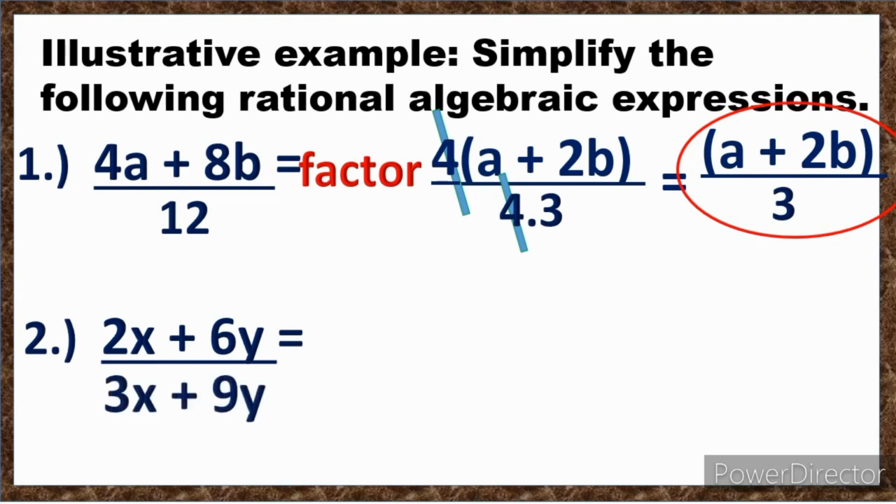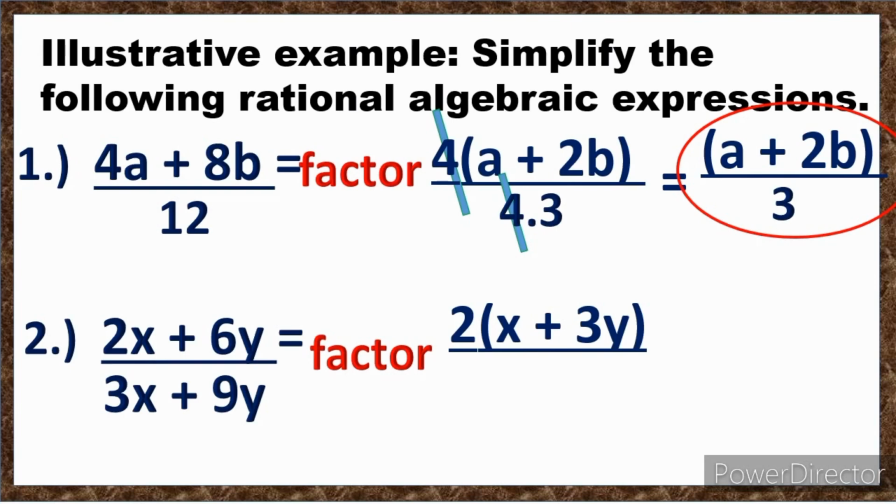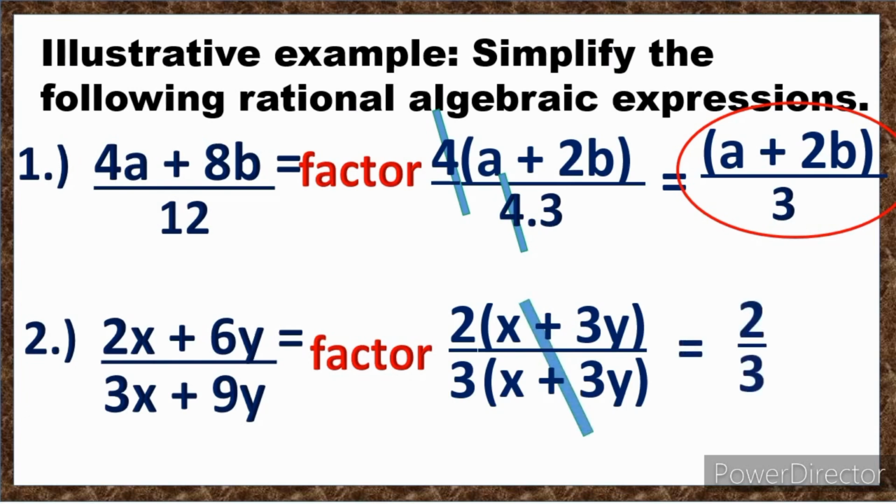2x plus 6y over 3x plus 9y. Again, we're going to factor both numerator and denominator. Okay, in this example, we're going to use the factoring of greatest common monomial factor. So the common factor of 2 and 6 is 2. So we factor out 2. 2x divided by 2 is x, and 6y divided by 2 is 3y. Okay, all over, the common factor of 3 and 9 is 3. So we factor out 3, and 3x divided by 3 is equal to x. Then 9y divided by 3 equals 3y. And then we cancel out the common, which is x plus 3y. Okay, and the answer now is 2 over 3.